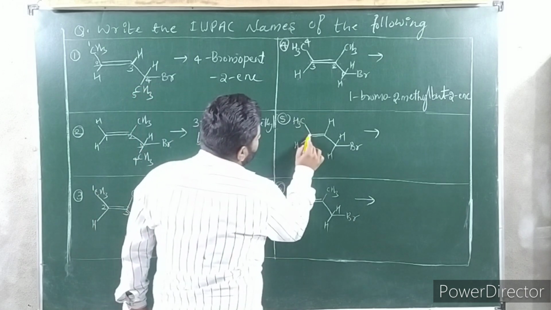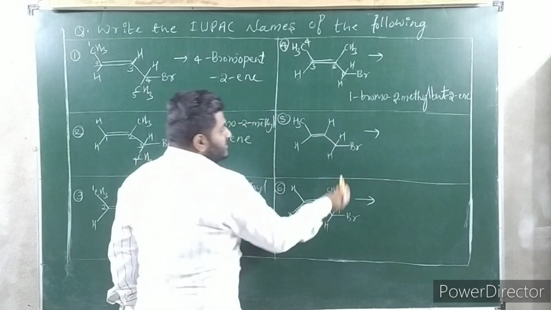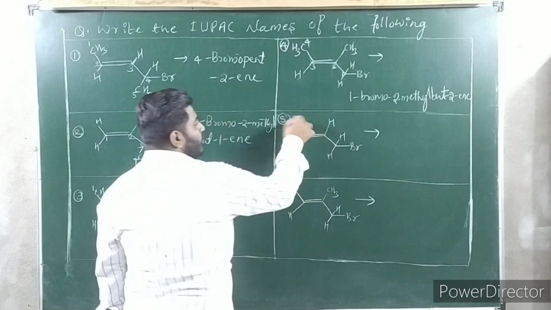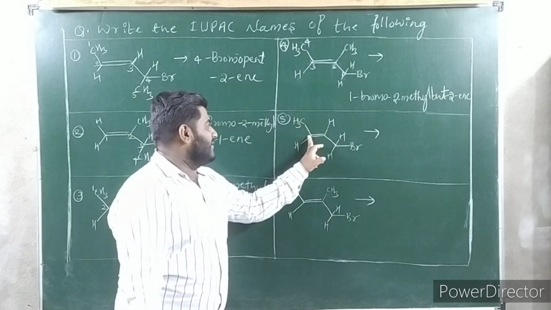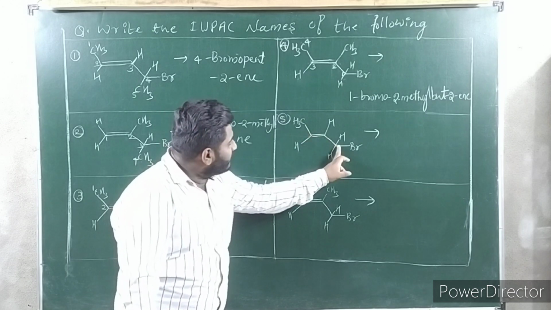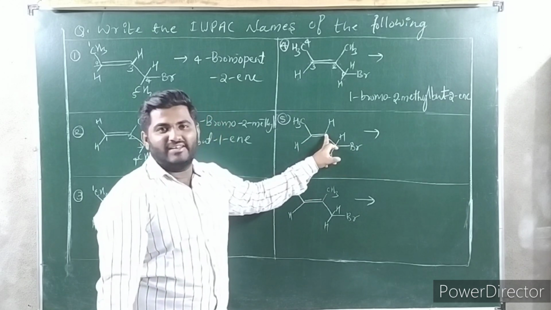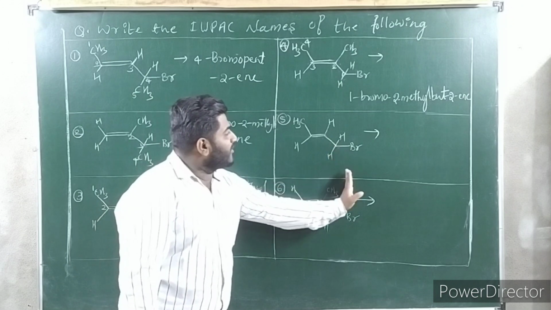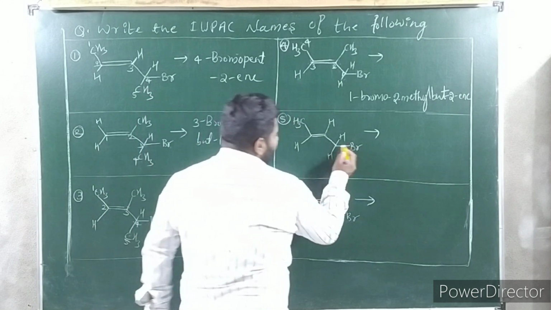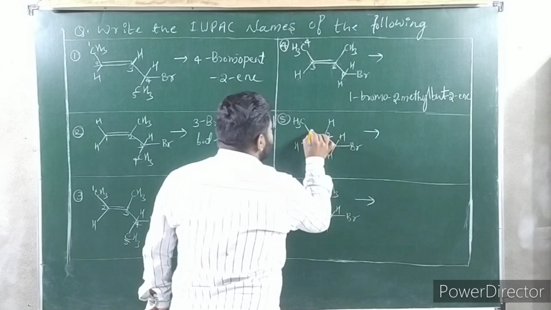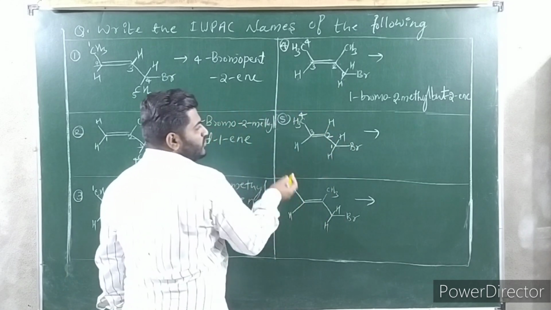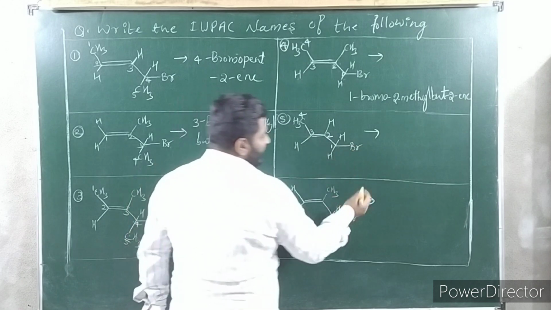See, 1, 2, 3, 4. This way also, 1, 2, 3, 4. If you take from top to bottom, second position alkene you are getting. If you take bottom to top, again second position alkene you are getting. Then if you take from bottom to top, bromine is present at the first position. That is the preferred one. Yes, tell me, 1, 2, 3, 4. So first position bromo. So what is the name?